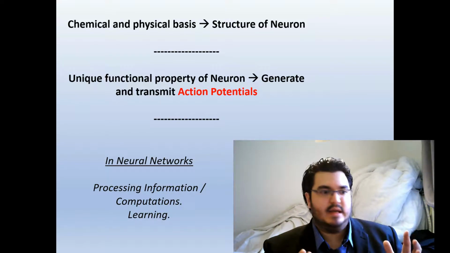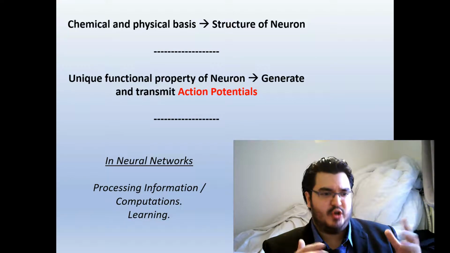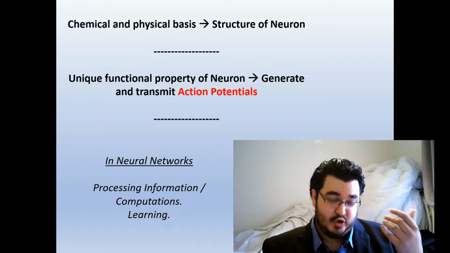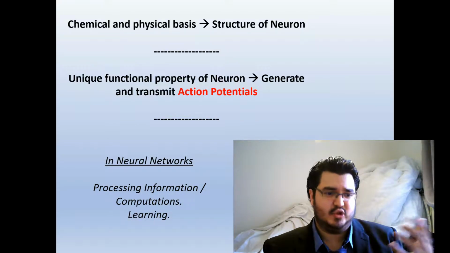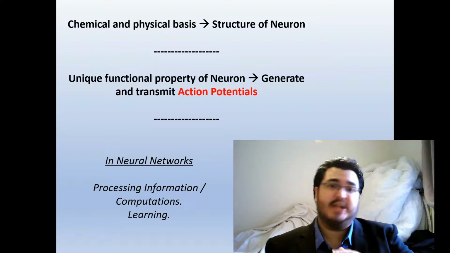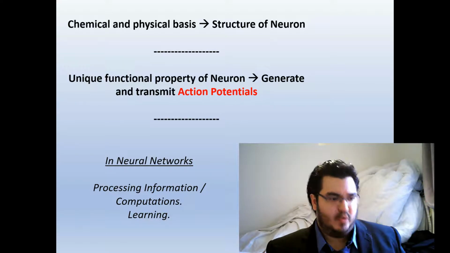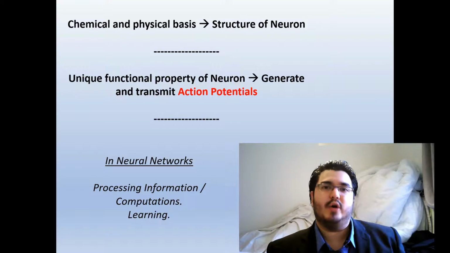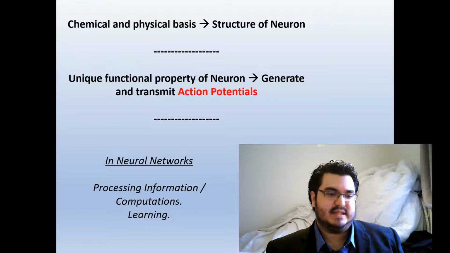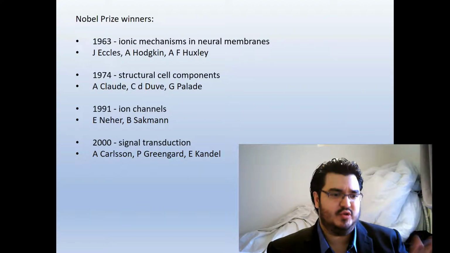You have to know this: the chemical and physical basis of cells underpins a neuron's ability to generate and transmit action potentials within the neuron and from one neuron to the next, which is basically neurons firing. So we'll talk about that now. And in neural networks, that becomes important because that's how information is computed in networks of neurons. Okay, so that's the main message of this video that I want you to understand.